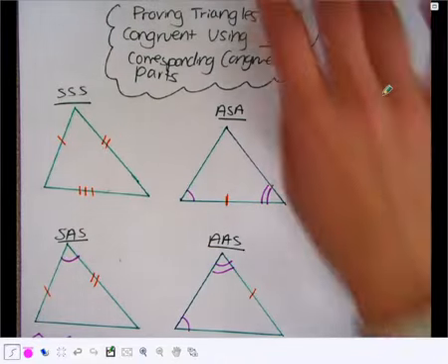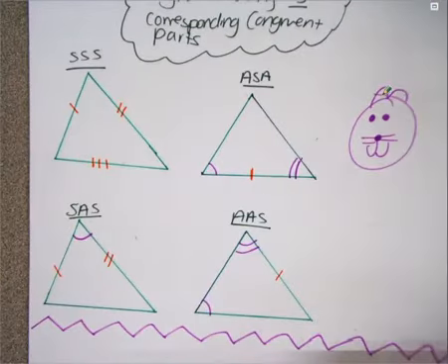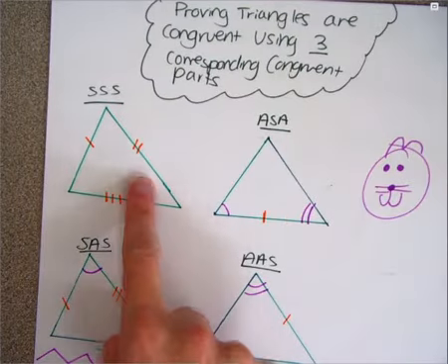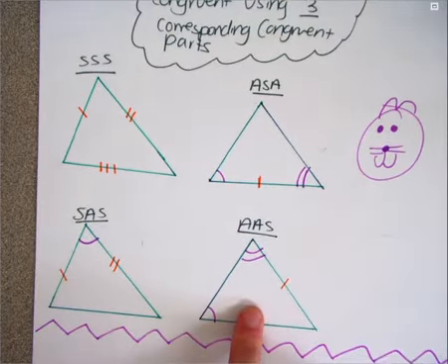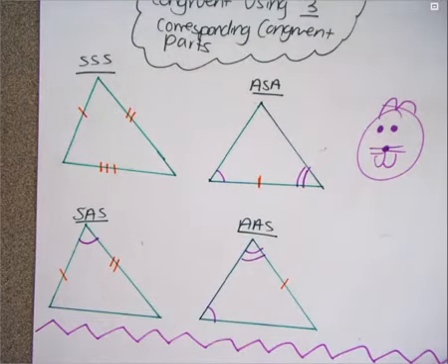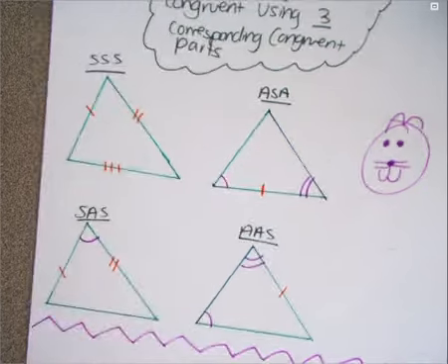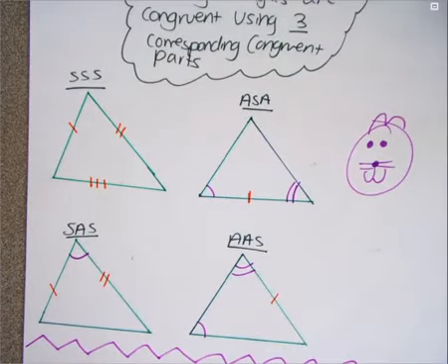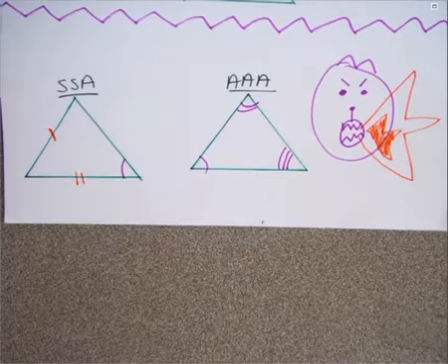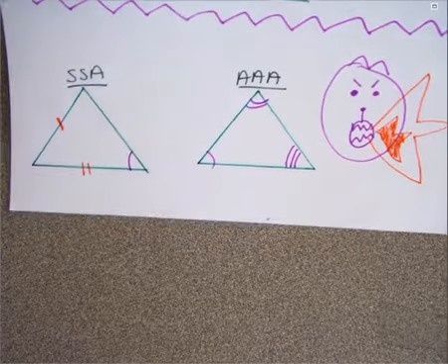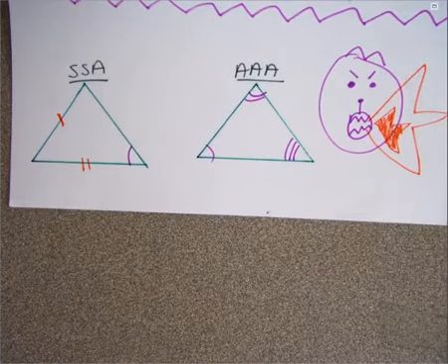Again, I have the triangles all lined up for us so we can see them in one place. So the 4 shortcuts that work are SSS, ASA, SAS, and AAS. Take it in. These are the 4 shortcuts that do show triangles are congruent and is enough information to show triangles are congruent. The 2 that do not work and cause fire-breathing demon cats are SSA and AAA.